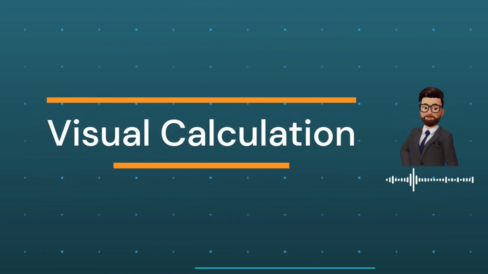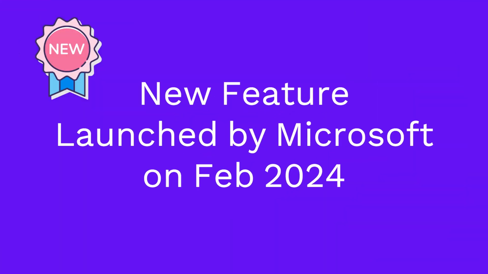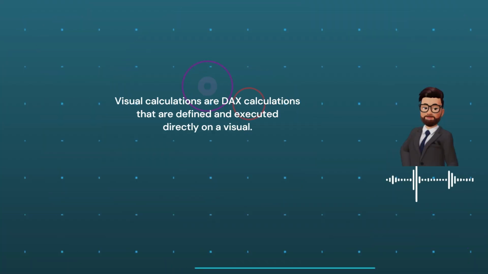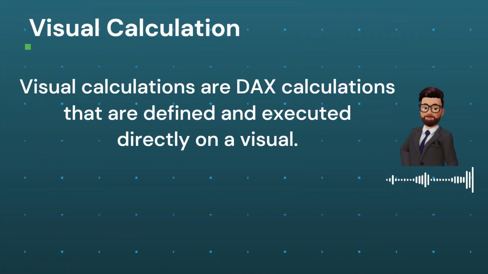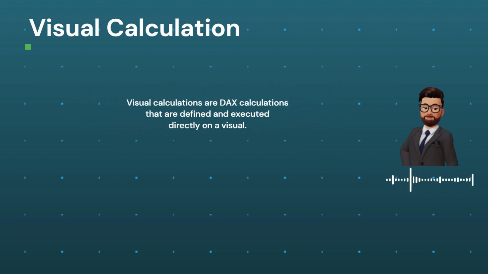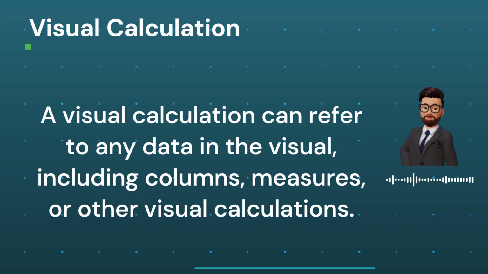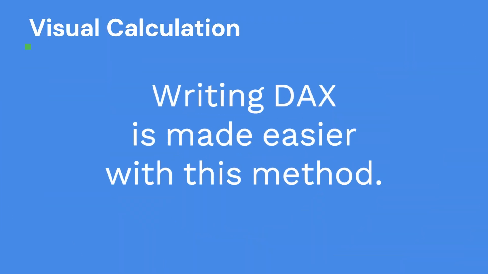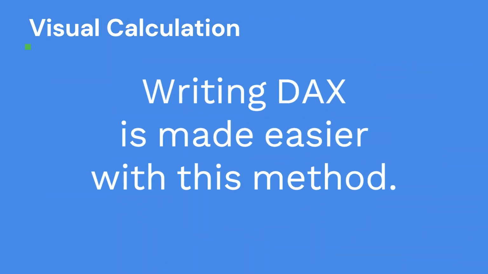In this video, we will discuss visual calculation. This is a brand new feature of Power BI launched by Microsoft in February 2024. Visual calculations are DAX calculations that are defined and executed directly on a visual. A visual calculation can refer to any data in the visual, including columns, measures, or other visual calculations. Writing DAX is made easier with this method.